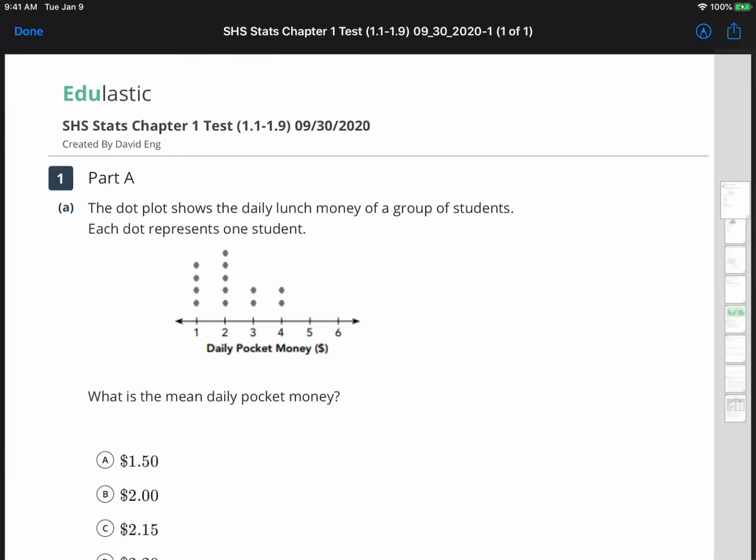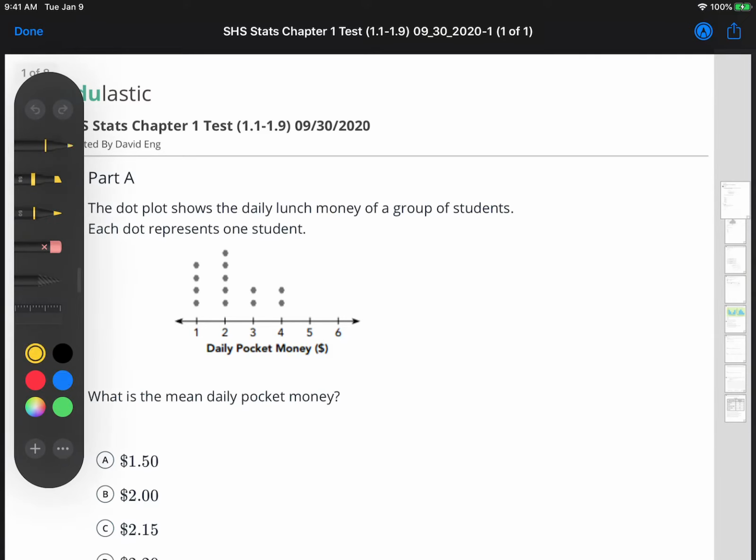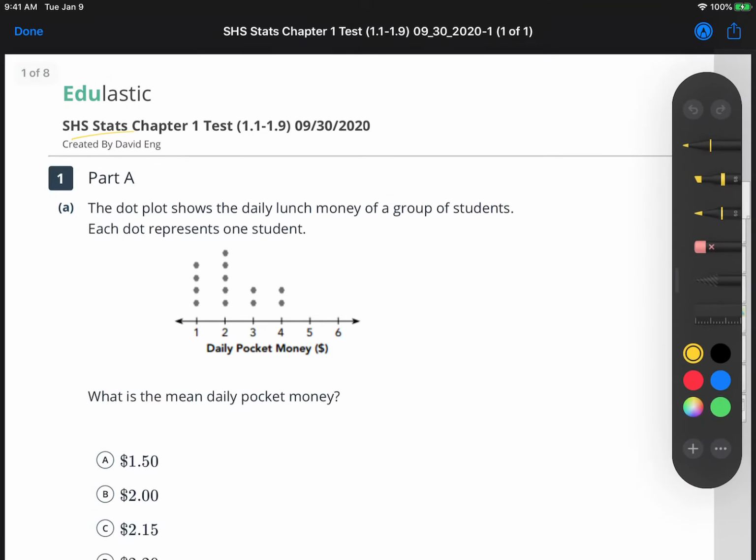Hey stat students, let's go over the chapter 1 test. This was September 30th, 2020.